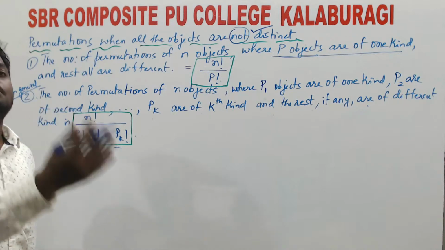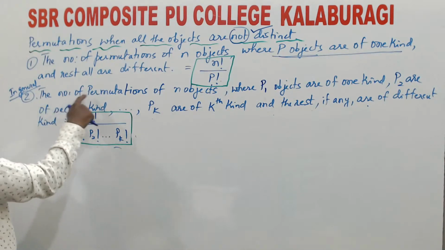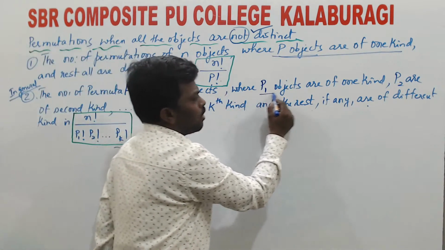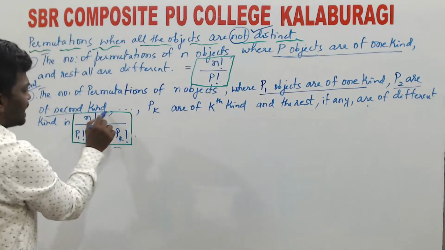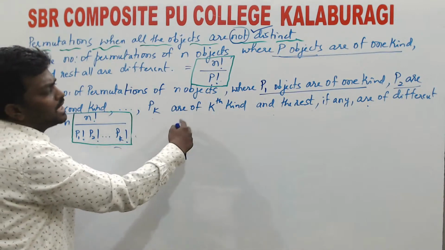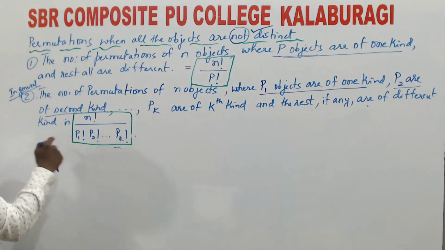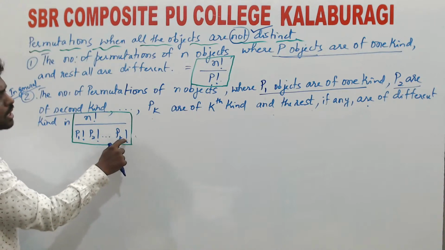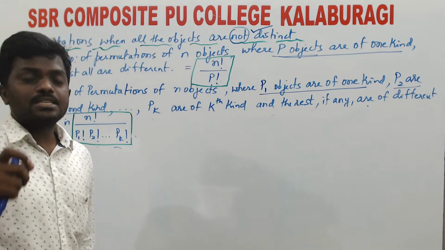If more similar objects are present, the statement in a more general way is: the number of permutations or arrangements of n objects where p1 objects are of one kind, p2 are of the second kind, p3 are of the third kind, up to pk of the kth kind, and the rest are different, is n factorial by p1 factorial, p2 factorial, and so on up to pk factorial. Always remember this.